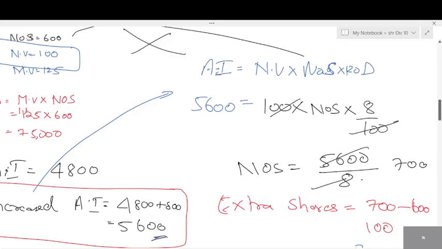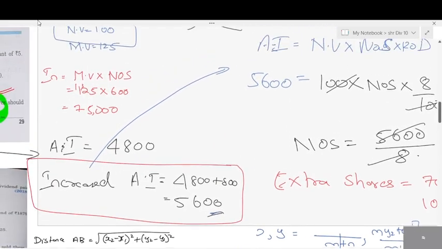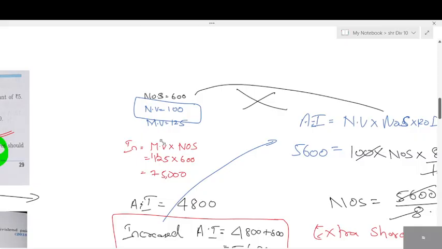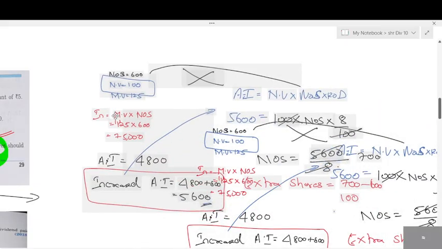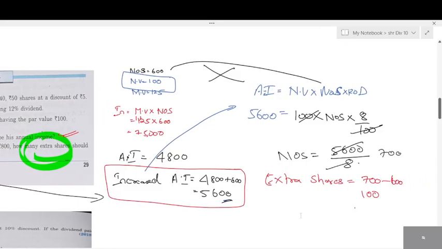So read the question properly. They haven't asked us what is the total shares purchased. They've given the word extra. For extra, the meaning is difference. You have to find the difference. That's it. Is this clear? All of you understood? Any doubts in this? 100 shares.